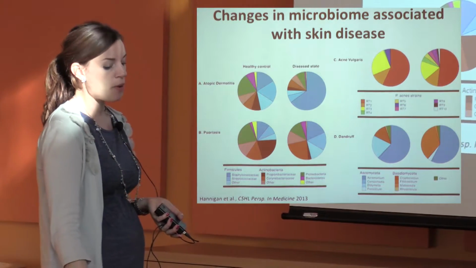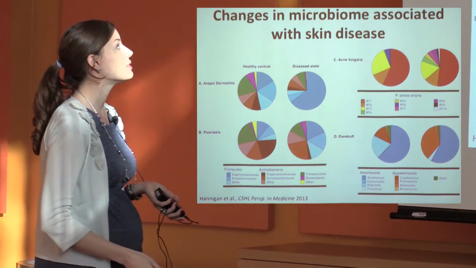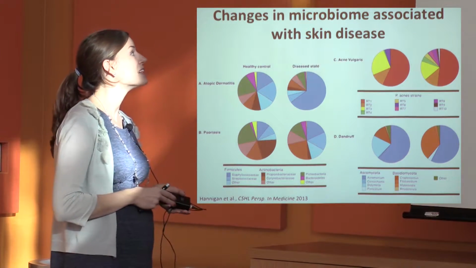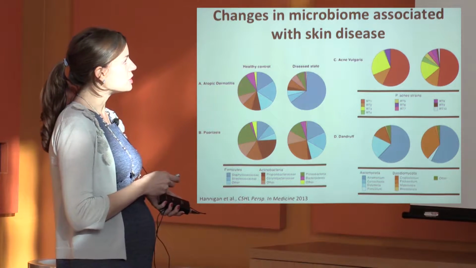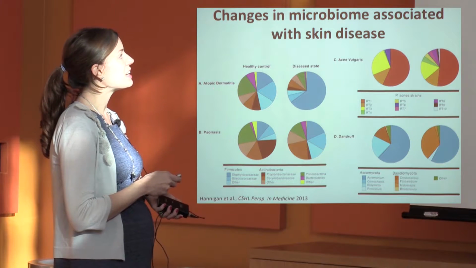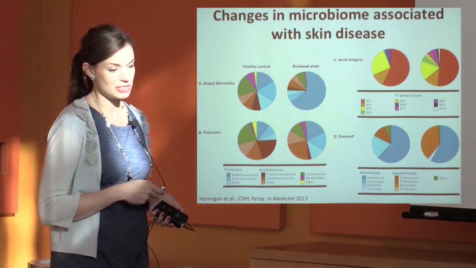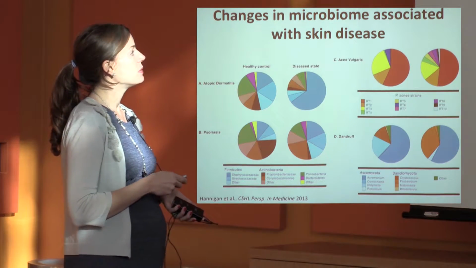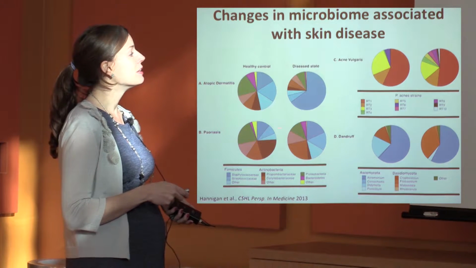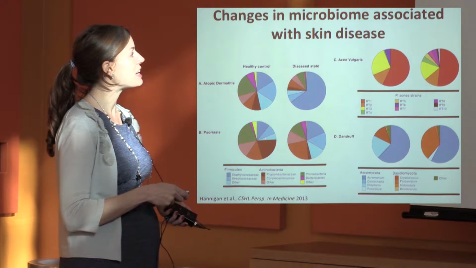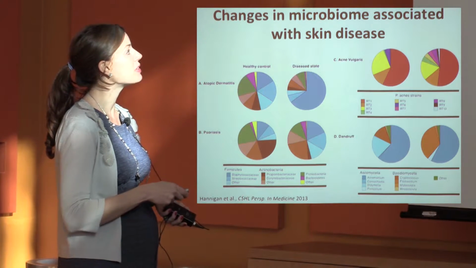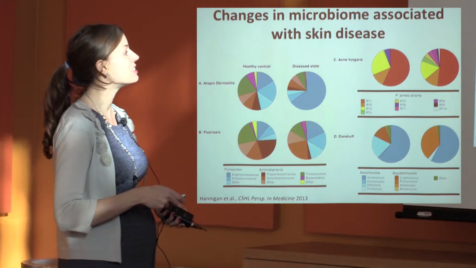So the microbiome of the skin has also been associated with a number of skin diseases. I talked a little bit about dermatitis, atopic dermatitis, which is in children, and psoriasis. These all have been associated with shifts in the bacterial populations from the healthy state to the disease state.